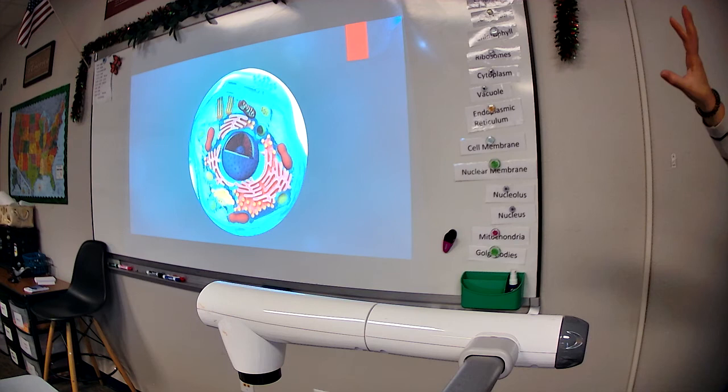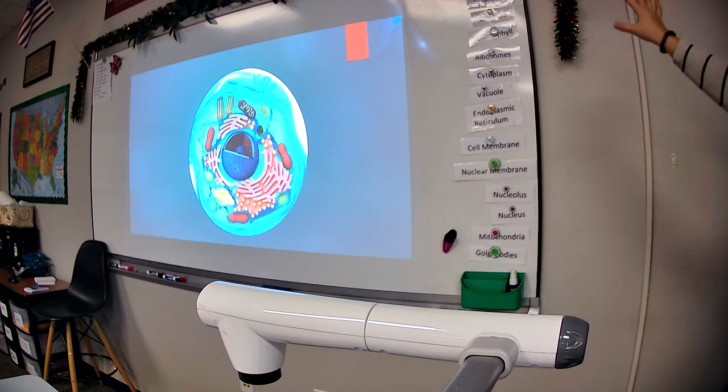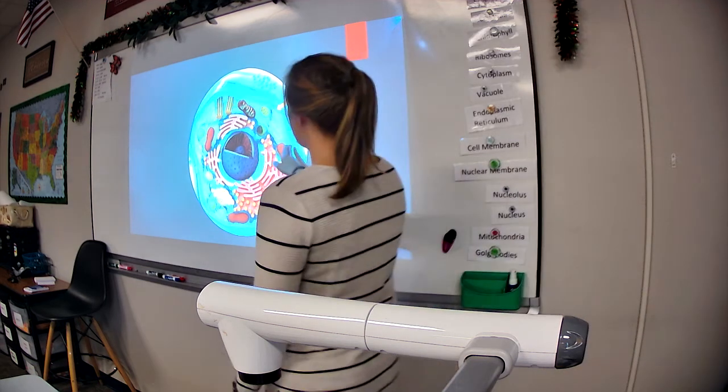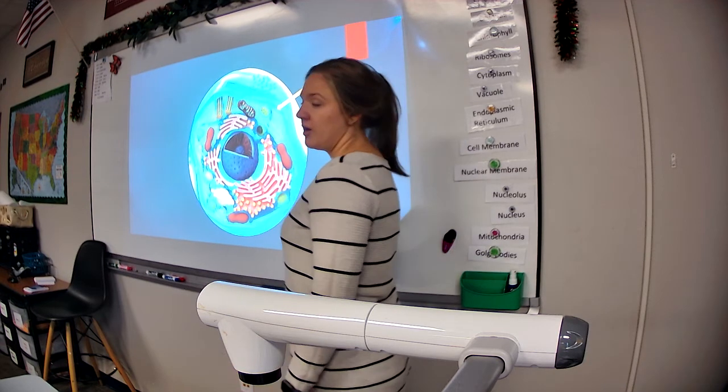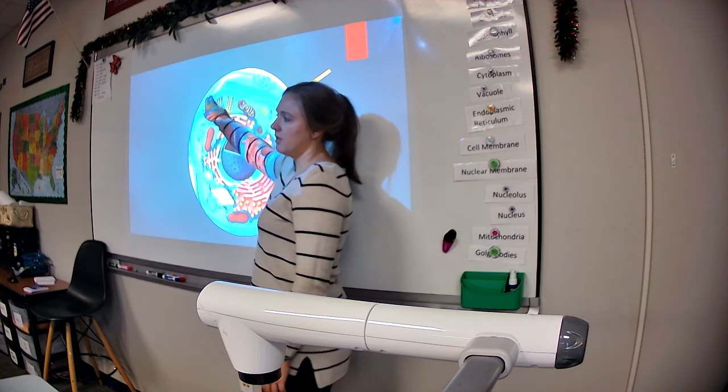Here's the picture. We're going to start in the top right corner of the diagram. Someone raise your hand and tell me, what is this arrow pointing to? Now, it is trying to point to the whole outer layer of the cell. What do we call that outer covering? Landon?